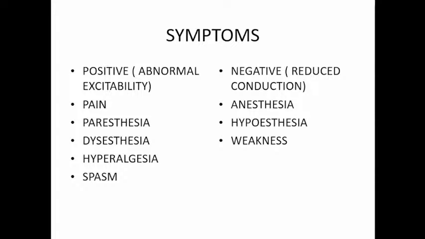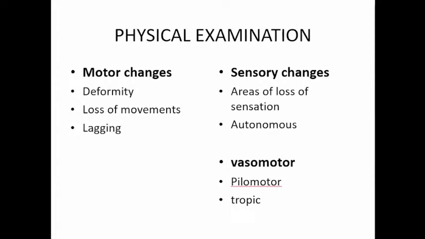Next, once the patient has come complaining of the different symptoms, whether they're positive or negative, you now need to go and examine. There are three components that you look for: motor changes, sensory changes, and also autonomic changes. In motor changes, there is a deformity. For example, in carpal tunnel syndrome, you find wasting of the thenar and hypothenar muscles. When you compare the two hands, on the affected side there is wasting. The hand looks smaller, with flattening of those eminences.